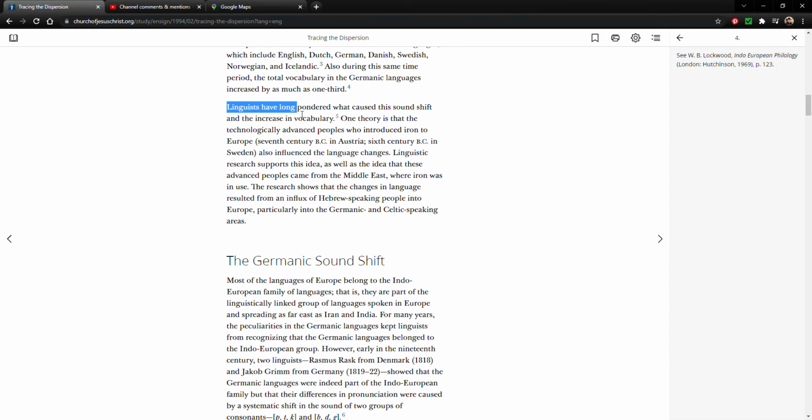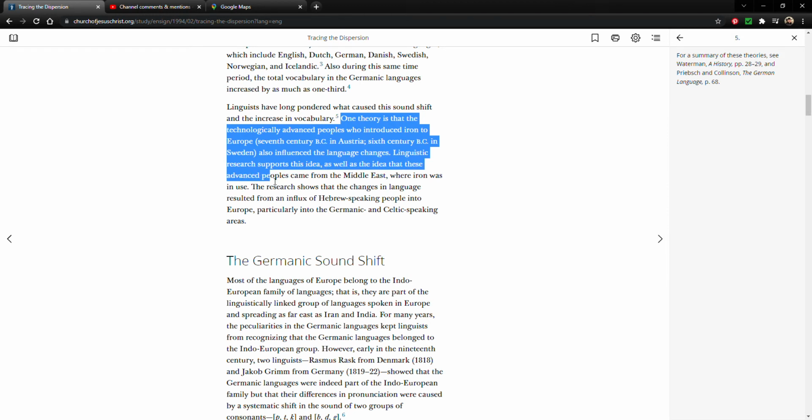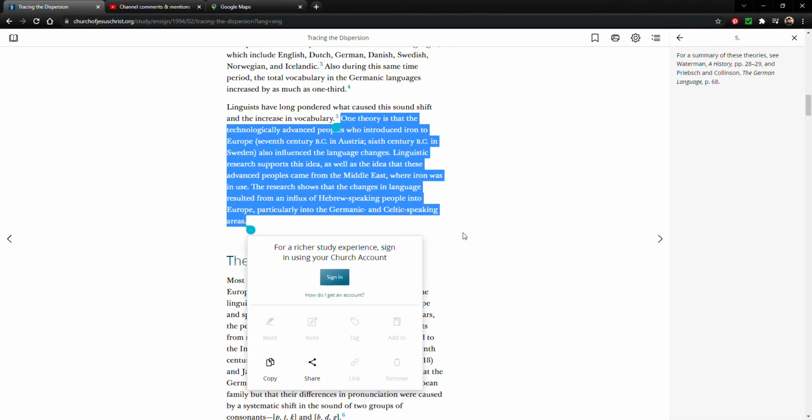Linguists have long pondered what caused this sound shift and the increase in vocabulary. Footnote 5. One theory is that the technologically advanced peoples who introduced iron to Europe, 7th century BC in Austria, 6th century BC in Sweden, also influenced the language changes. So maybe that's one reason why they were influential. It may not have just been numbers, but the technology that they bring. Linguistic research supports this idea, as well as the idea that these advanced peoples came from the Middle East, where iron was in use. The research shows that changes in language resulted from an influx of Hebrew-speaking people into Europe, particularly into the Germanic and Celtic-speaking areas.